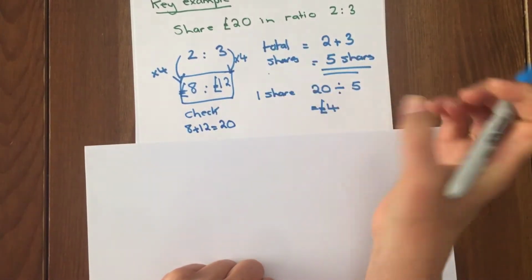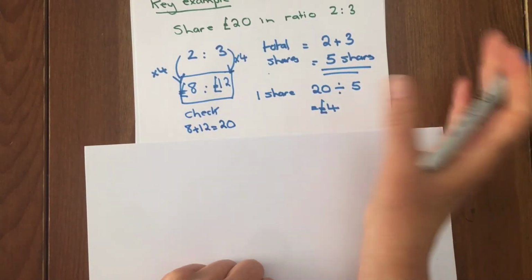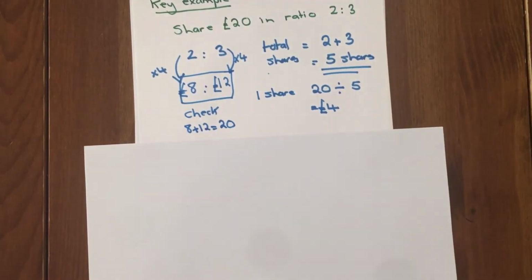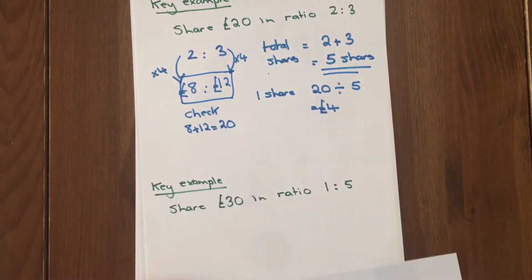Okay, so that's your key method to write into your books, please. And I'm going to do another example of that. So pause the video, write that down. All right, let's look at another example. This one here.